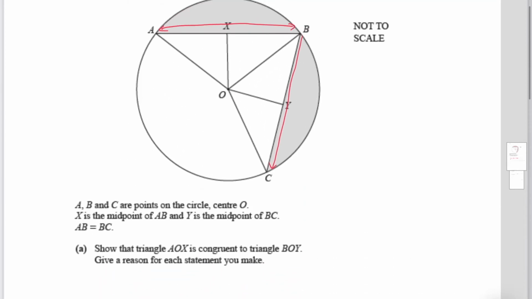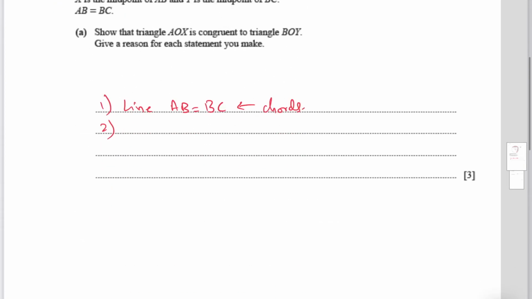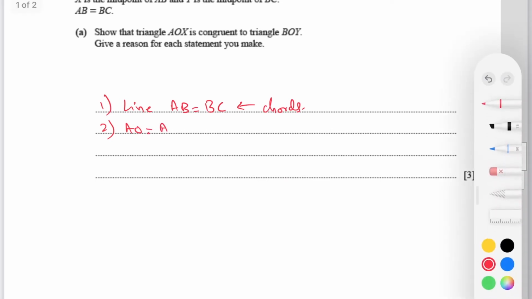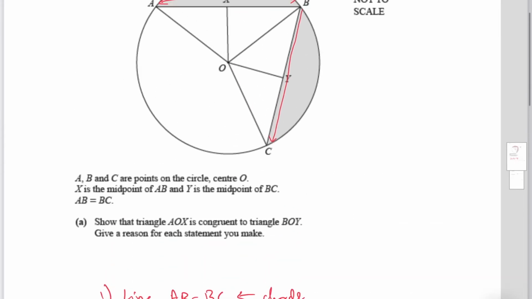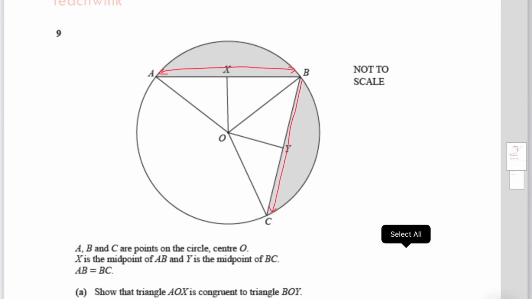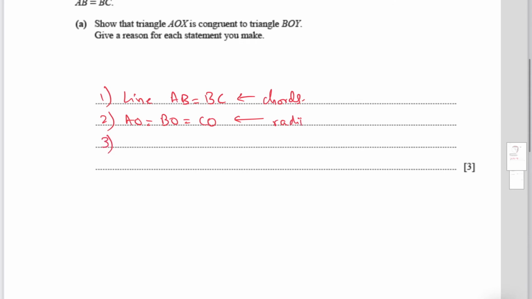Okay, point number 2. If you look at this, AO or OA is the same as OB, which is the same as OC. Therefore, we write AO is equal to BO, which is equal to CO, since they are all the radii of the entire circle, and these are the lengths of these two triangles. Part 3, or the third statement.